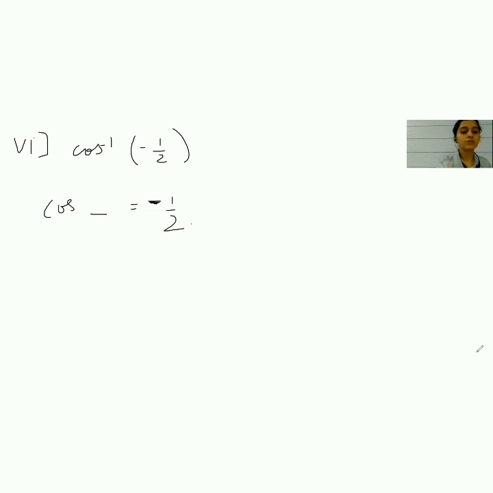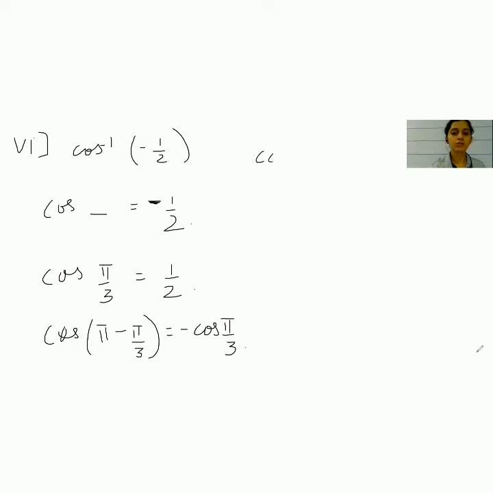So let us go to the previous exercise when we had begun with principal solution. So what we would do was, cos of what gives me half first? So cos of pi by 3 is half. But I want minus half, so I'll write it as cos of pi minus pi by 3, which is equal to minus cos pi by 3. Now what is cos of pi minus pi by 3? It is cos of 2 pi by 3, which is equal to minus cos pi by 3. It is minus half, right?